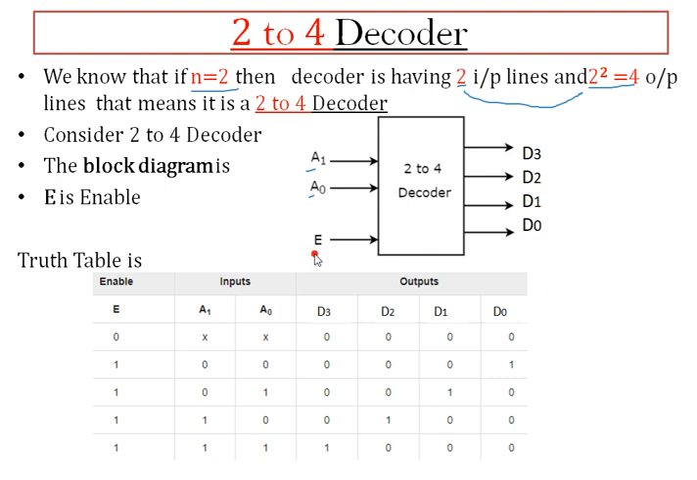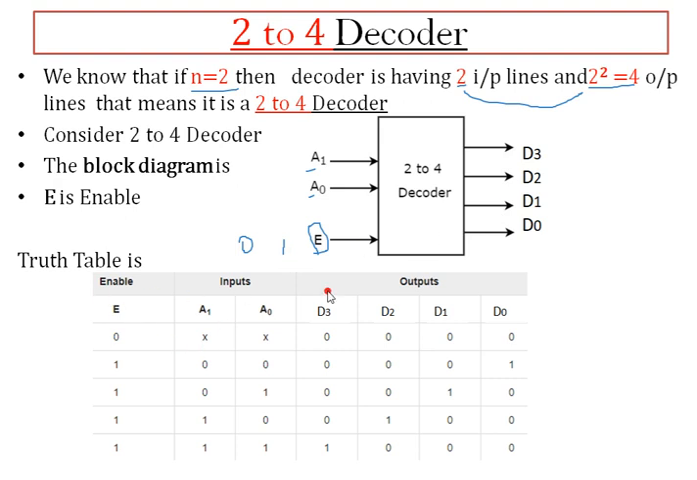And here I have taken a special variable, that is E. E is nothing but enable. If E is equal to 1, then only the circuit is enabled and output is produced. If E is equal to 0, then the circuit is disabled and the outputs are zeros.